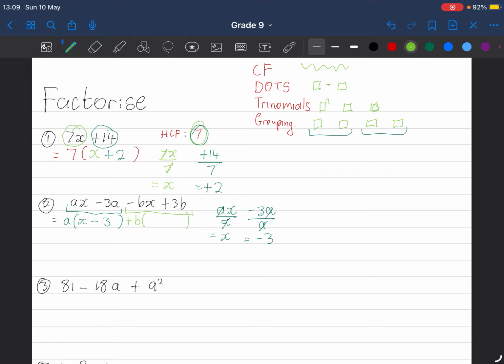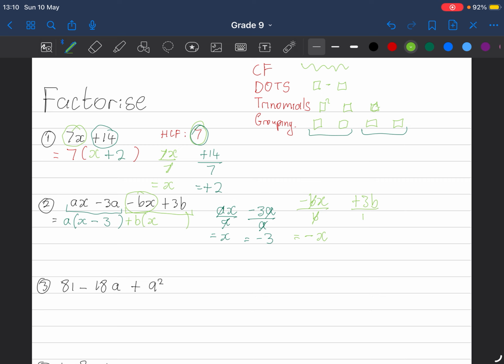All right. We divide our first term, negative bx, by b. Negative divided by positive is negative. The b cancels and you're left with x. So we're going to put an x over there. Then the next term is plus 3b.